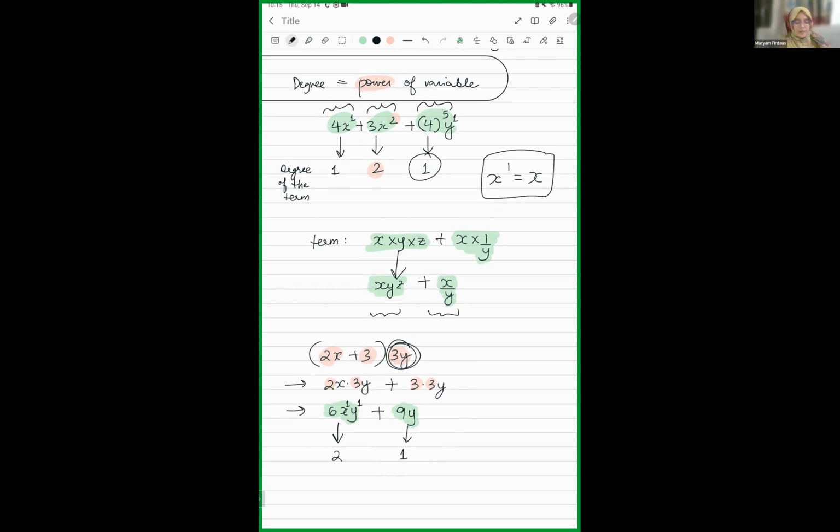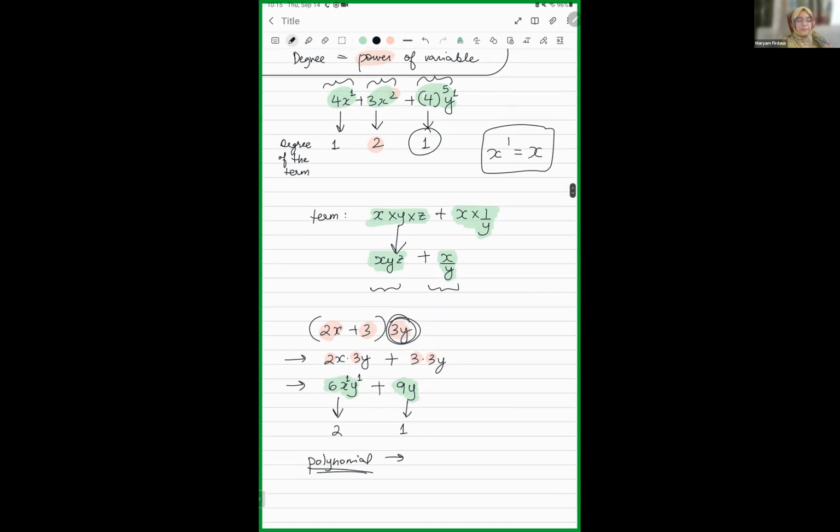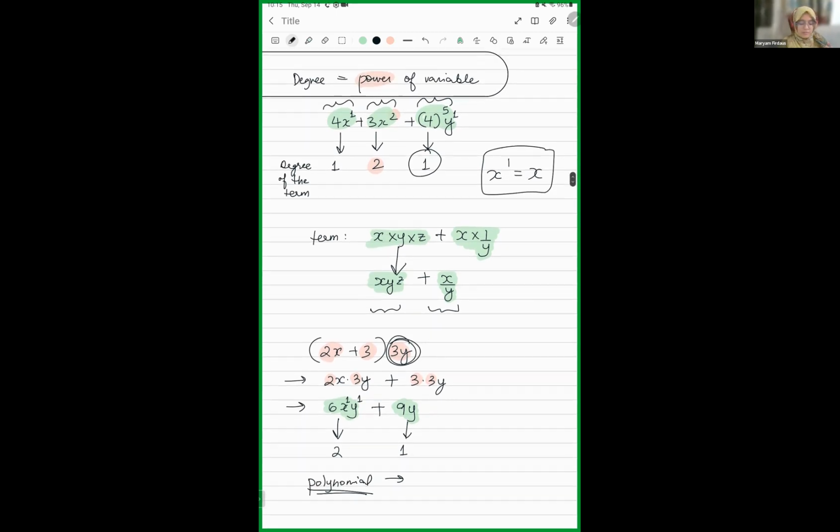In other words, we are going to call it a polynomial, okay? But I will tell you when it is called a polynomial and when it is not called a polynomial. But right now, let's talk about the degree of the entire algebraic expression, because algebraic expression you are already aware of. That's why I'm using that term.